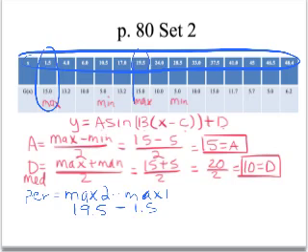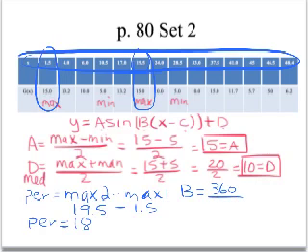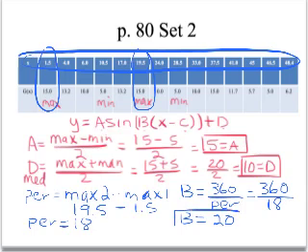So 19.5 minus 1.5 is 18. But that's just the period. So it's a 2-step process. Step 1 is to find the period length. And then B equals 360 divided by the period length. So 360 divided by 18 gives you your B value of 20. So remember, B is a two-step process when you're looking at data.